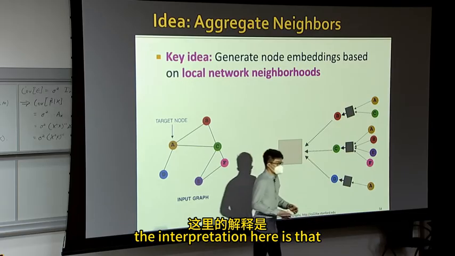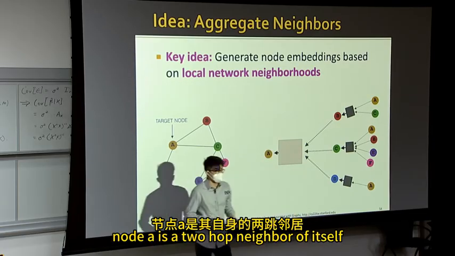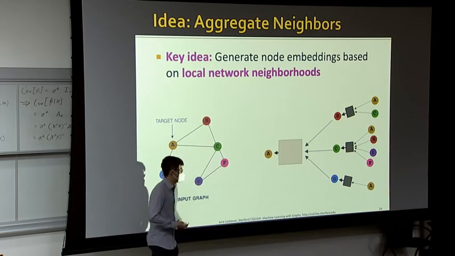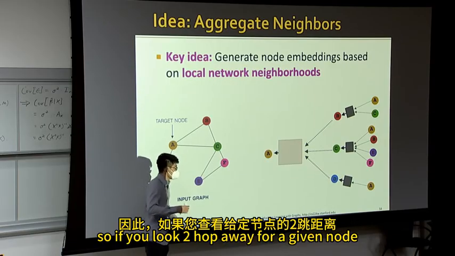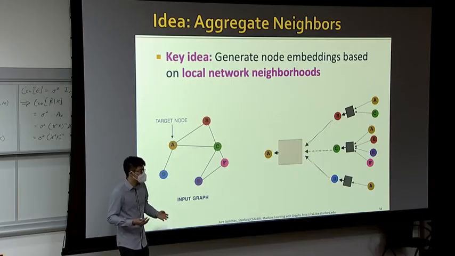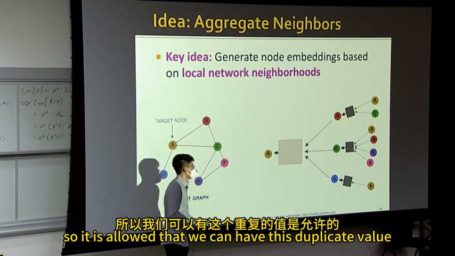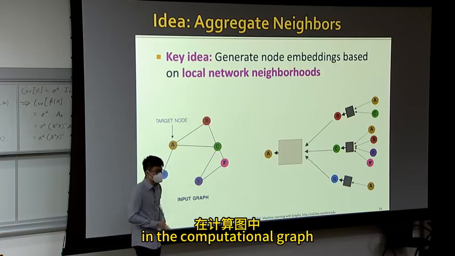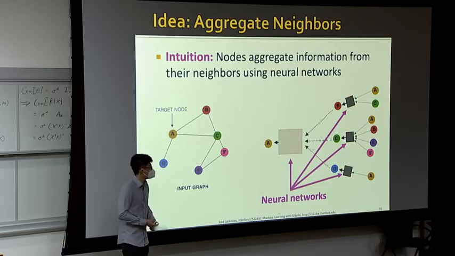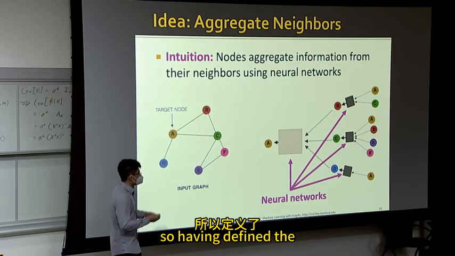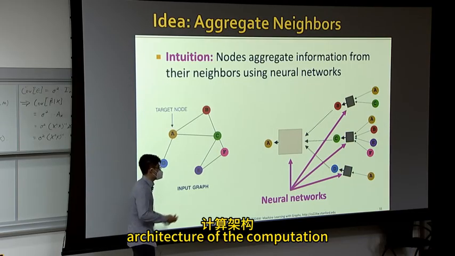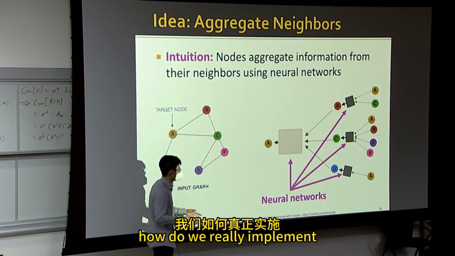The interpretation here is that node A is a two-hop neighbor of itself. So if you look 2 hops away for a given node, you will encounter the node itself again. So it is allowed that we can have this duplicate value in the computational graph. So having defined the architecture of the computation, how do we really implement it?